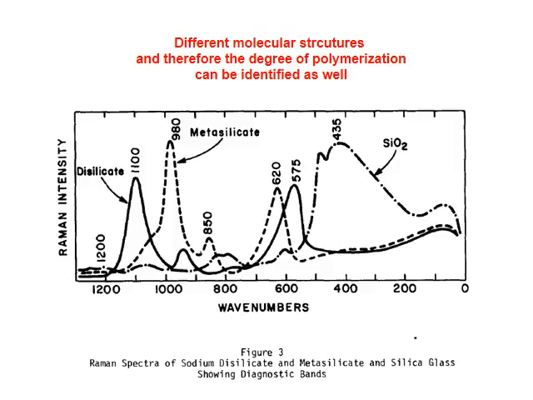This story goes further in importance. Different molecular structures may be identified in the glass medium. This figure, still taken from the same paper, shows the identification of metasilicate and disilicate structures. The polymerization degree of the inorganic structure may therefore be studied.